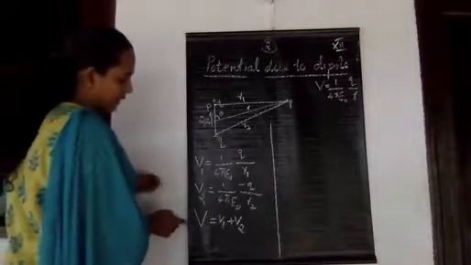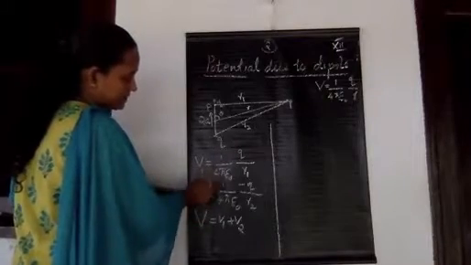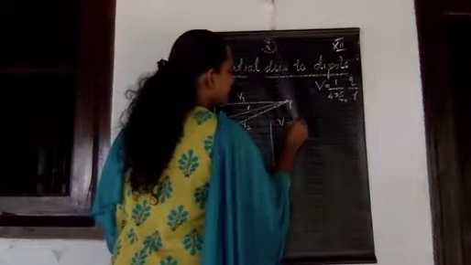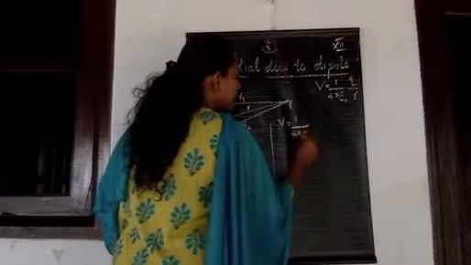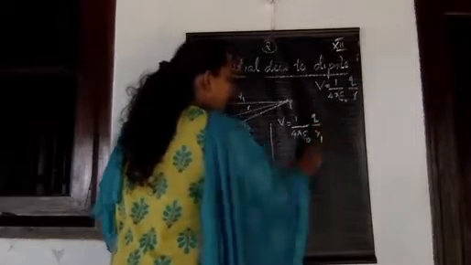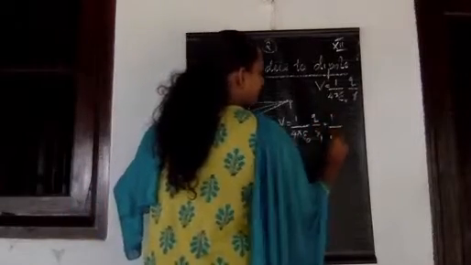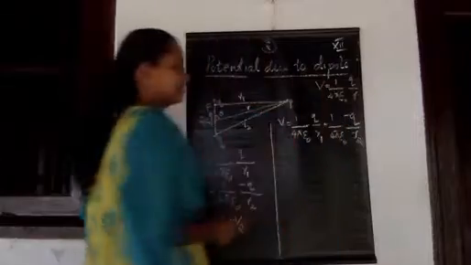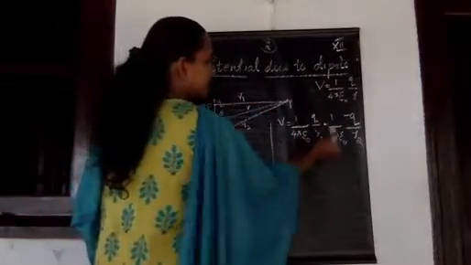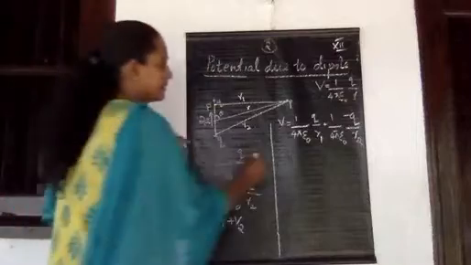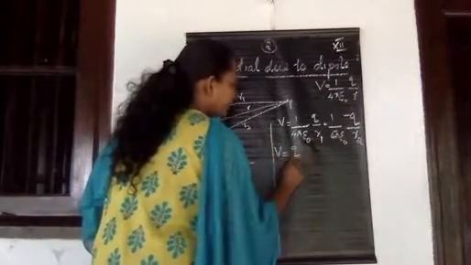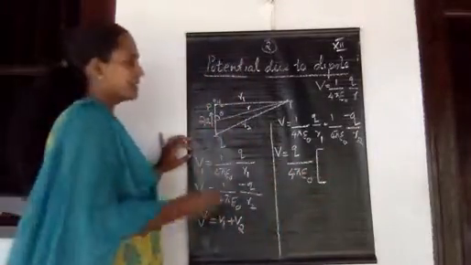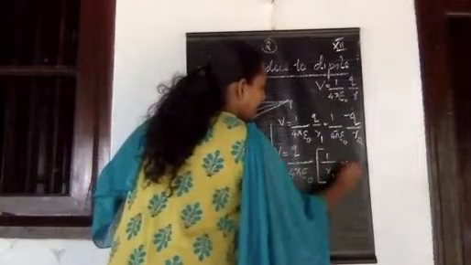While adding, 1 by 4 pi epsilon 0 and Q are present in both. So V is equal to 1 by 4 pi epsilon 0 Q by R1 plus 1 by 4 pi epsilon 0 minus Q by R2. Here Q by 4 pi epsilon 0 is common. So you can write V is equal to Q by 4 pi epsilon 0, times 1 by R1 minus 1 by R2.